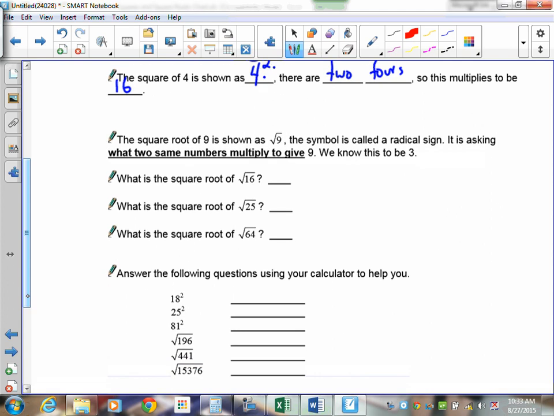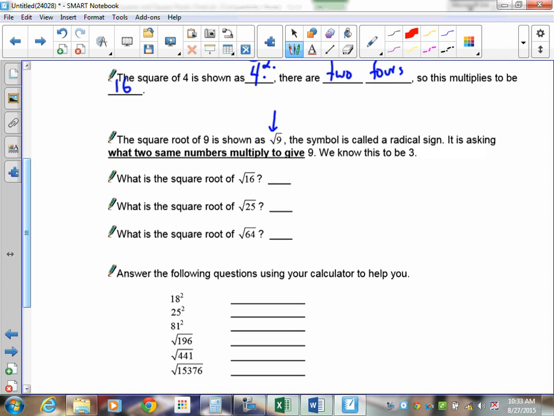So the square root uses what's called a radical sign. That's what this little sign right there above the 9 is. That's called a radical sign. In fact, in mathematics later on, there's a whole unit called radicals, which you will learn in grade 10. The square root of 9 is shown with the radical sign over 9. That's how we say this. The symbol is the radical sign. It's asking what two same numbers multiply to give you 9.